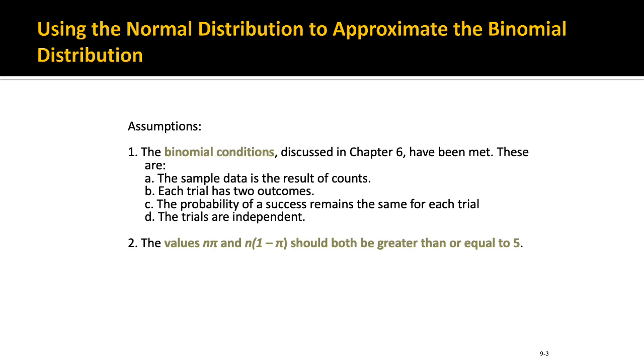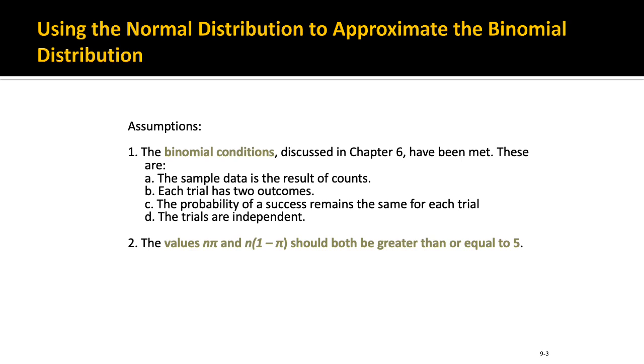First, remember our binomial conditions include that the sample data is a result of counts, which means we can have 0, 1, 2, 3, 4, 5, etc. successes. Each trial has two outcomes, success or failure. The probability of success remains the same for each trial, which means whatever happens in trial 1 has no impact on trial 2. Think of the coin toss. If you get heads in the first coin toss, does it change the probability of what you see in the second coin toss? And second, the trials are independent, similar explanation to part C.